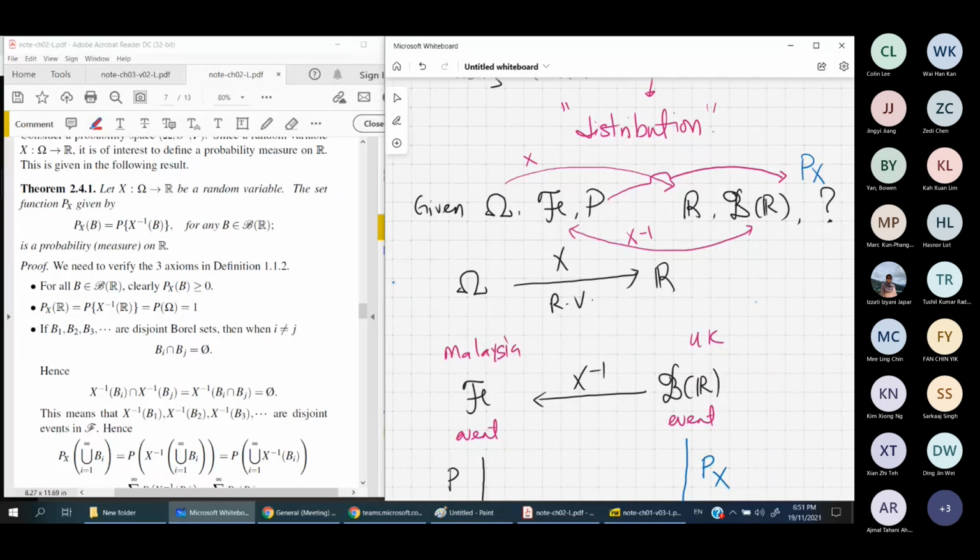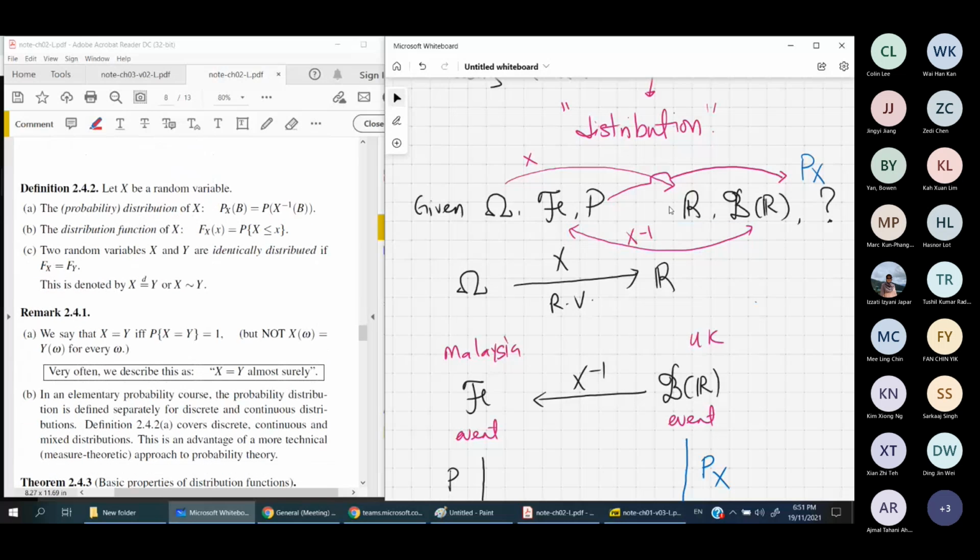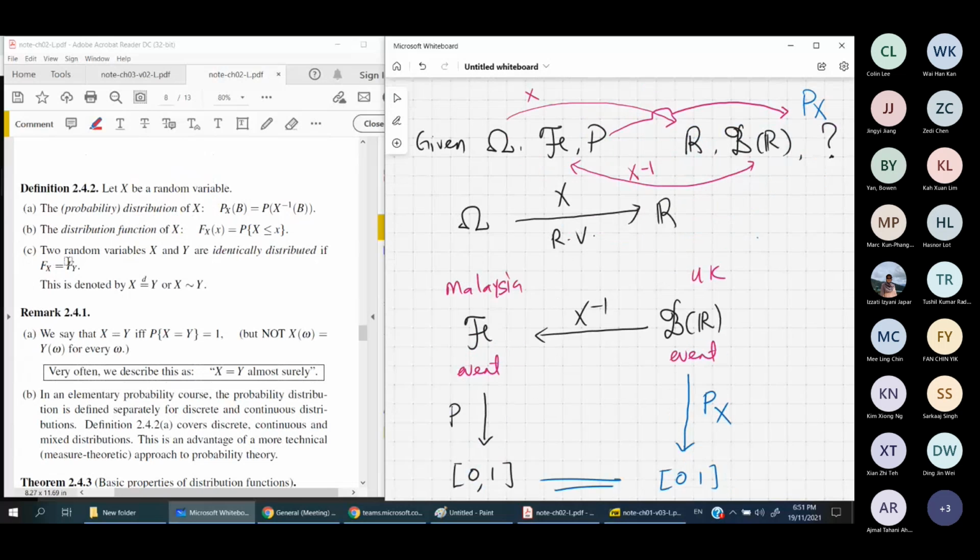Then using this omega, F, and P, we can construct a PX on R and BR. Okay, right, so this is what we discussed in Theorem 2.4. Once we have verified that this PX is a probability measure, we can have a new probability space over here: R, B, and this PX. Okay, so we have a special title for it. In this case, this PX that we have constructed, we simply call it the distribution of X.